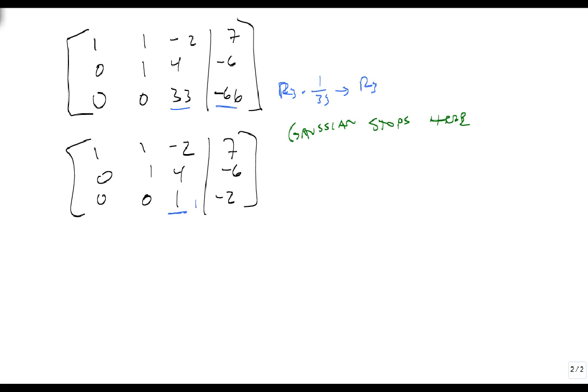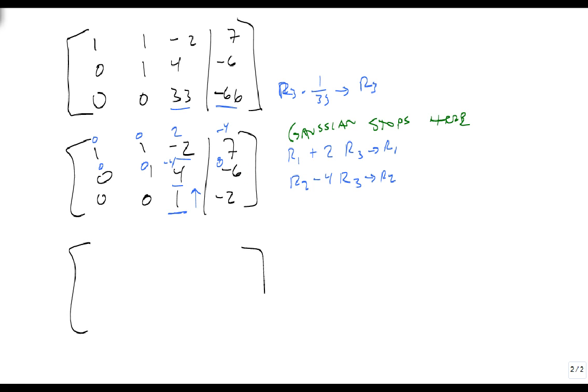So now that this is a 1, let's put zeros above it. So let's put a 0 here and a 0 here. This says that we're going to take row 1 and add 2 times row 3 and store that in row 1, and row 2 minus 4 times row 3 and store that in row 2. So that's going to give me a 0, 0, 2, minus 4, and a 0, 0, minus 4, positive 8. So now we add those together.